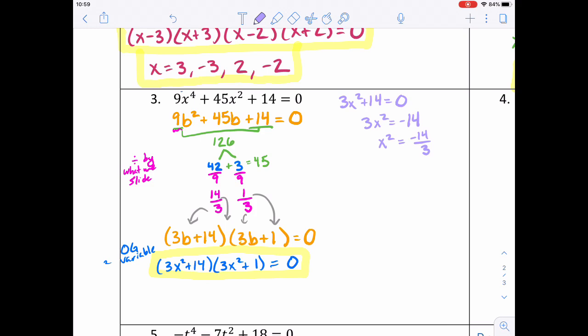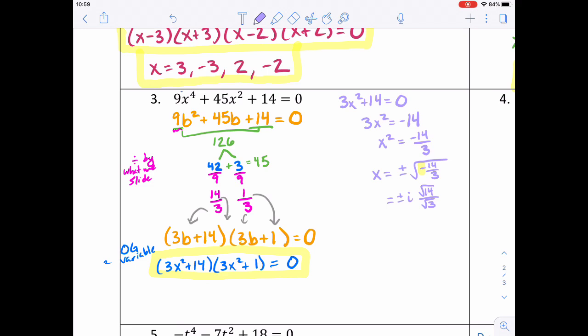To get rid of our square, we take the square root. Don't forget to do plus or minus, that's super important. So we get x equals plus or minus the square root of negative 14 over 3. Let's go ahead and take that i, that negative, outside. We get plus or minus i, and then we're going to split our fraction, numerator, denominator: square root 14, square root 3.